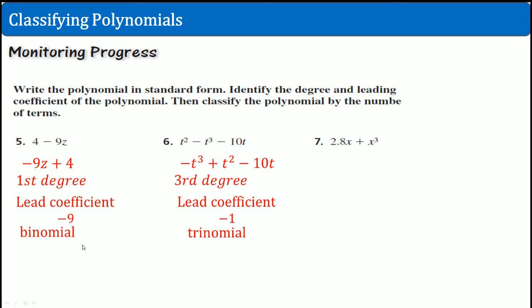7, 2.8x plus x cubed. So the x cubed should go first. X cubed plus 2.8x. This is a 3rd degree polynomial because the power 3 is on top of the x. The leading coefficient is a 1. That is the number in front of the x cubed. And this has 2 terms, so we call this a binomial. Okay, so there you go. That is how you classify a polynomial.